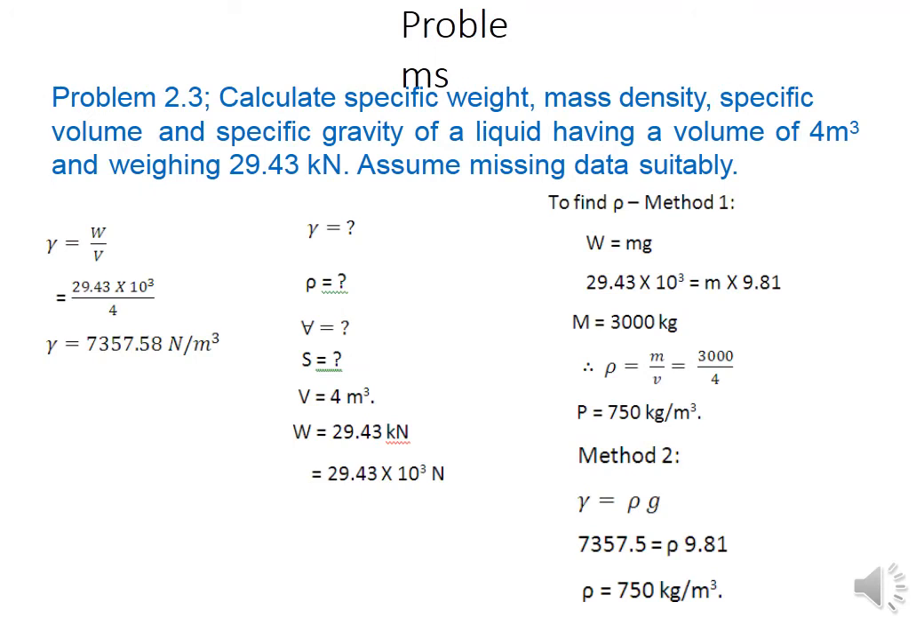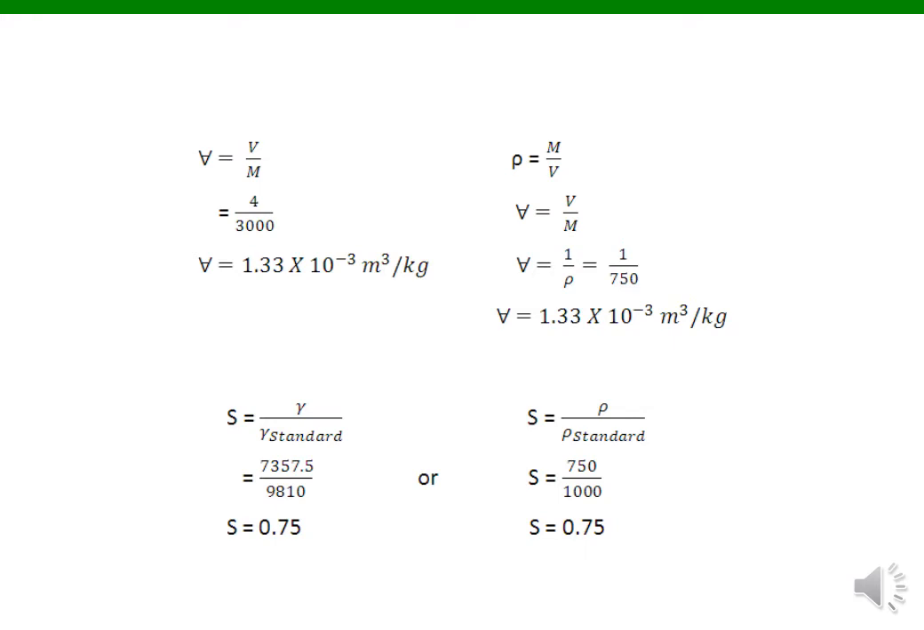So one more problem we are going to solve here. Calculate the specific weight, mass density, specific volume, specific gravity. All the four we have to calculate. Volume is given as 4 meter cube and weight is given. Same problem you need to solve again here. Please solve and check your answer. So specific gravity comes around 0.75.